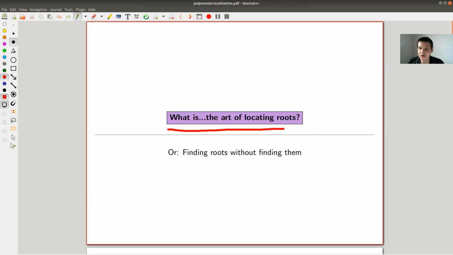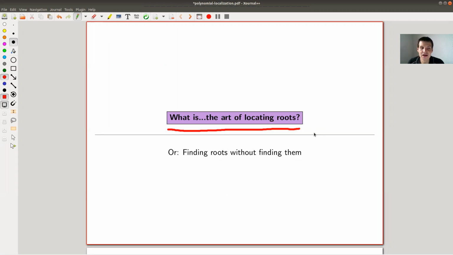And what I would like to talk about is the art of locating roots. And by that, I mean that we take a polynomial and want to solve a polynomial equation because, well, that's what mathematicians do. That's what almost all mathematicians do, solve some kind of polynomial equation. But as we all know, solving polynomial equations is pretty hard. If you want to solve them explicitly and algebraically, you're basically dead from degree 5 onwards.